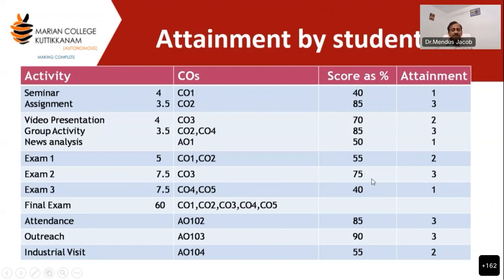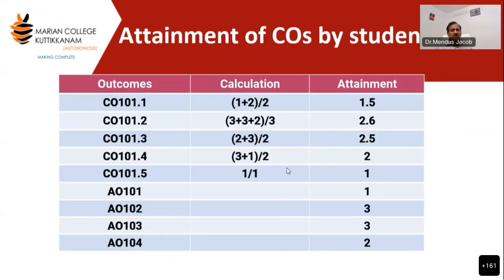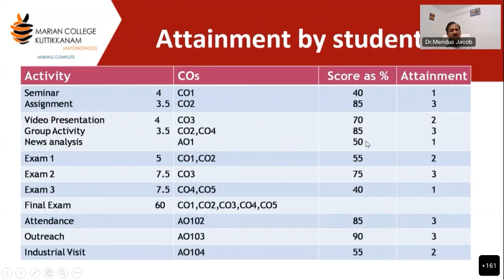Now here we are calculating the attainment level for the continuous assessment, not for the end semester examination. First we will calculate for the continuous assessment. We will see a simple example like this. Now how will we calculate the attainment? You can see CO1, the first course outcome, the calculation is (1 plus 2) by 2. How did we get that calculation? Again, I will tell you, this is only a simple calculation.